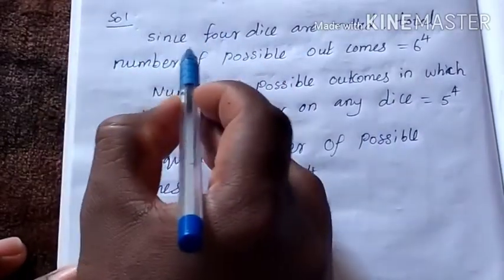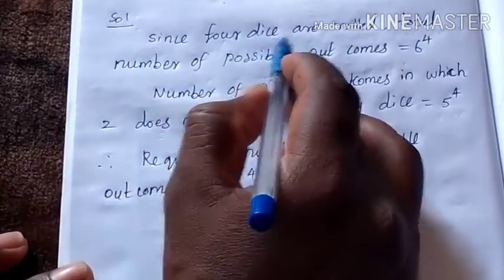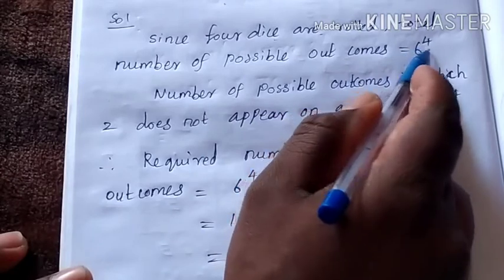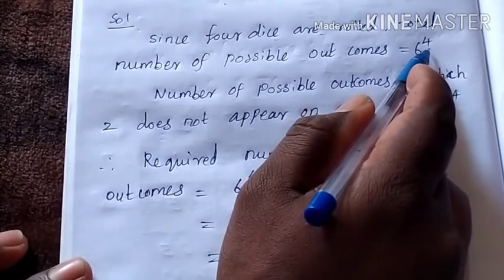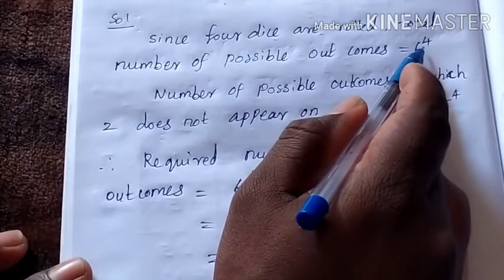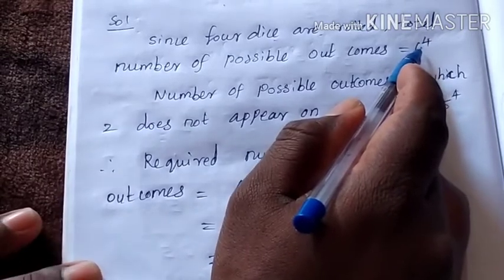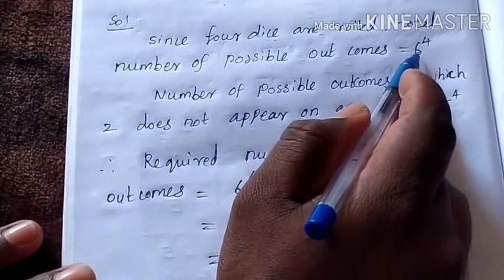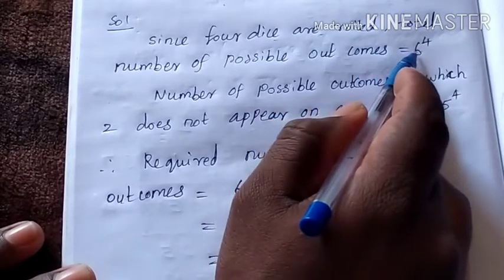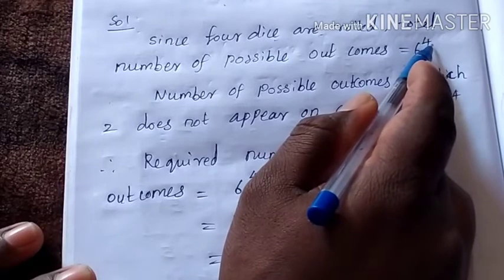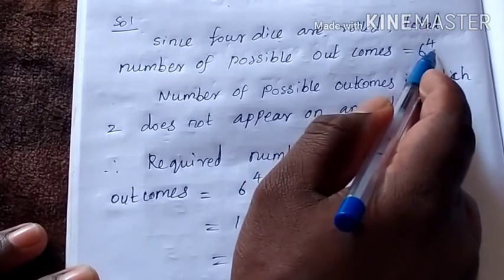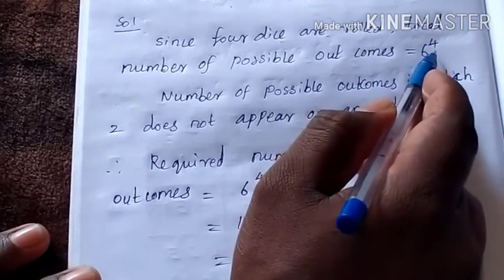The solution: since 4 dice are rolled, the total number of possible outcomes is 6 power 4. Because when throwing a die, the sample space is 1, 2, 3, 4, 5, 6. The general form of dice rolling is 6 power n. Here 4 dice are rolled, so 6 power 4. Have you understood this 6 power 4?